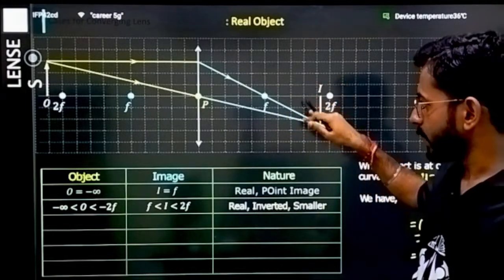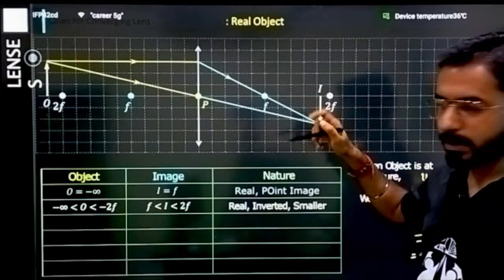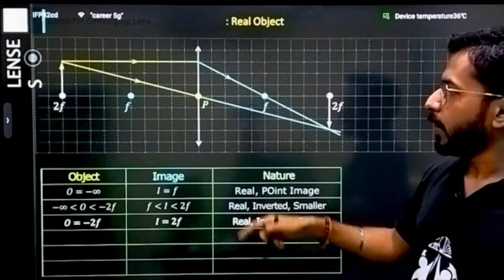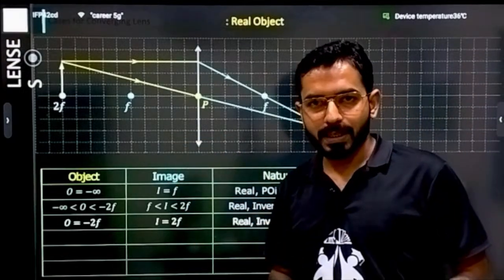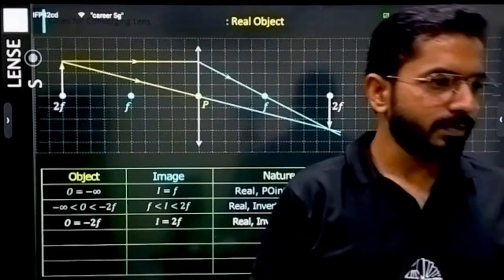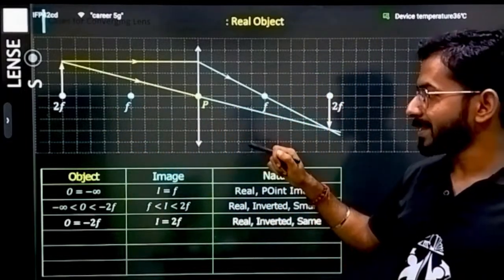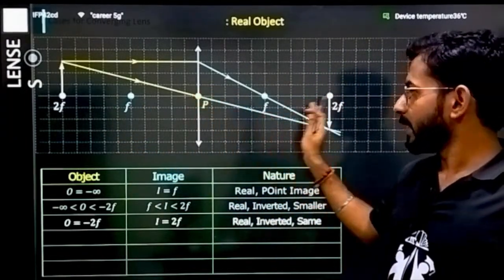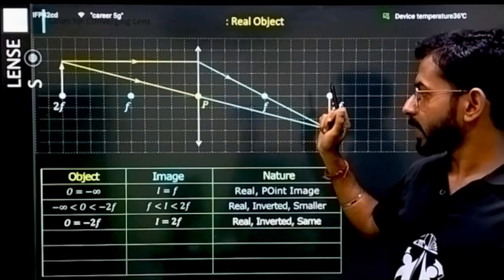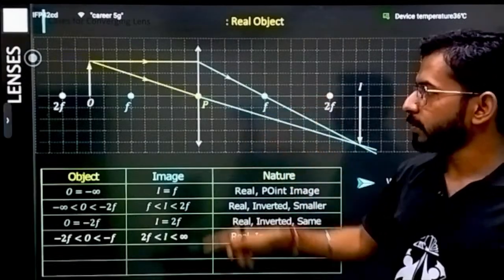object, real image, inverted image, diminished image. These three things you can comment here. Now next, when you put the object at 2f, the image is also forming at 2f. This is very obvious, but this time real object, real image, because this is forming on the other side. You can say it is an inverted image. You can say same size.